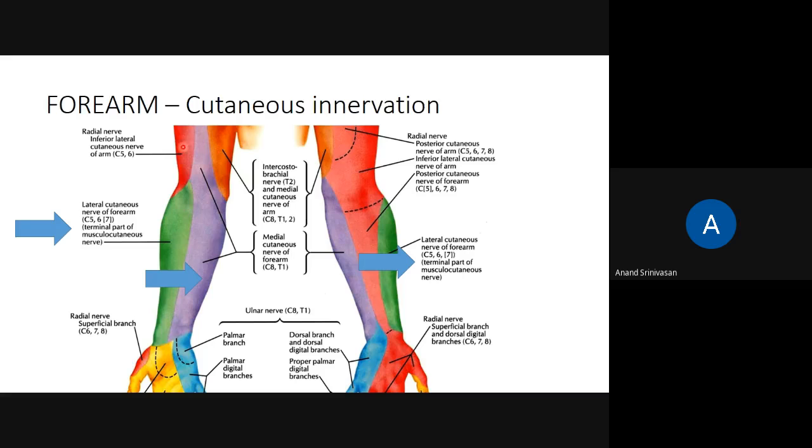These are the structures which you need to know, and these are the cutaneous innervations. The anterior aspect of the forearm is supplied by the medial cutaneous nerve of forearm, and the lateral cutaneous nerve of forearm, which is a branch from the musculocutaneous nerve. On the posterior side, it's by the posterior cutaneous nerve of forearm, the lateral cutaneous nerve of arm, and the medial cutaneous nerve of forearm. So these are the cutaneous innervations of the forearm.